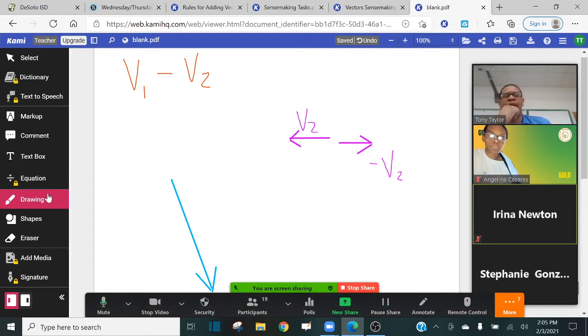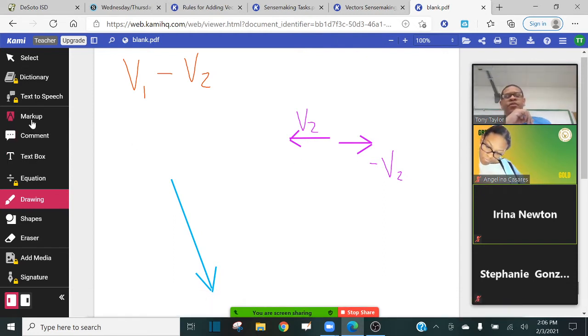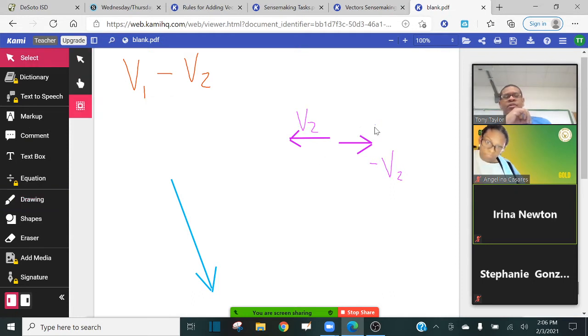So once we do this, remember, after you take your vector and you flip it, then you just follow the rules where you connect your vectors head to tail. So I'm going to take this vector here.